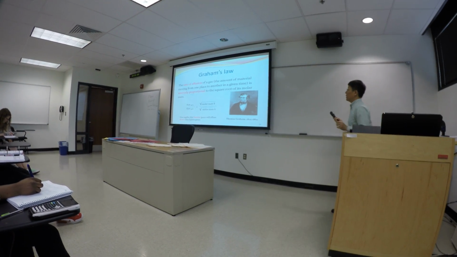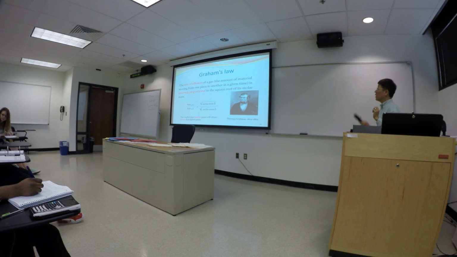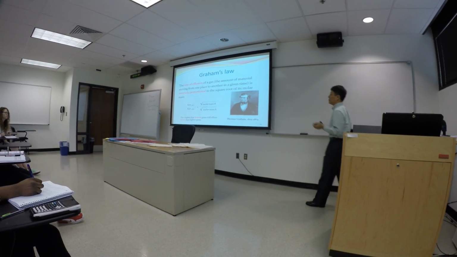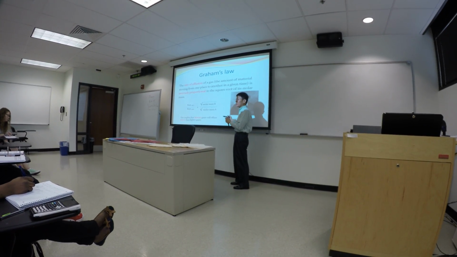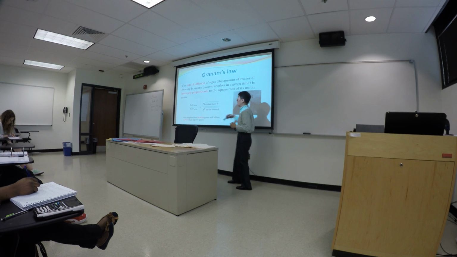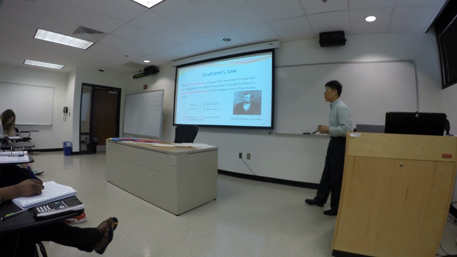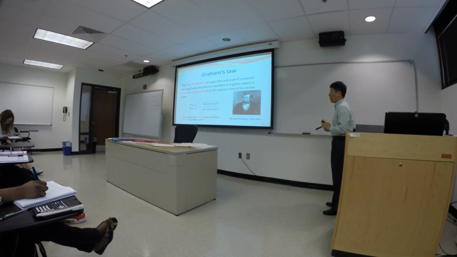So here, it basically says the rate of diffusion of a gas is inversely proportional to the square root of the molar mass. In your textbook, there's a fairly detailed derivation of this particular equation. How do we come up with this equation? That's something that when you read the textbook, I do want you to pay attention to, but it's not required for the upcoming exam on Tuesday.